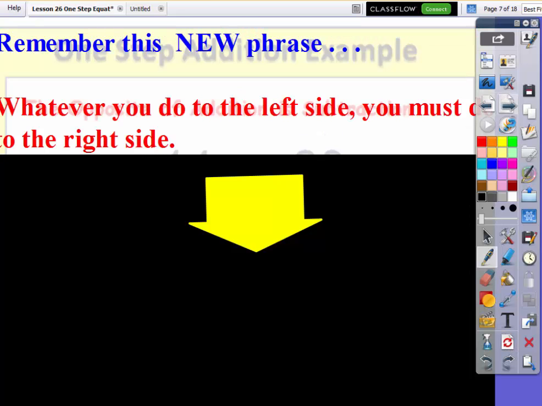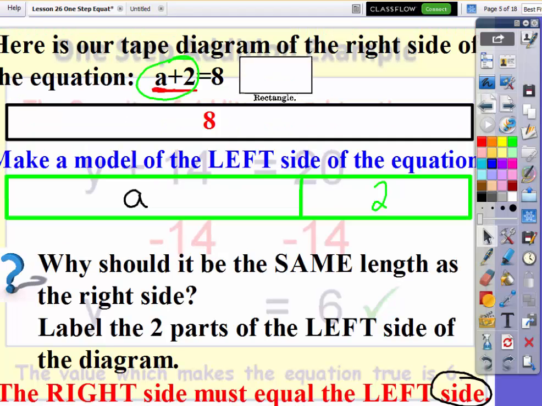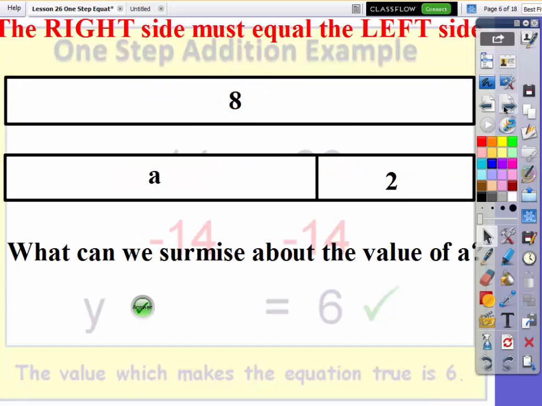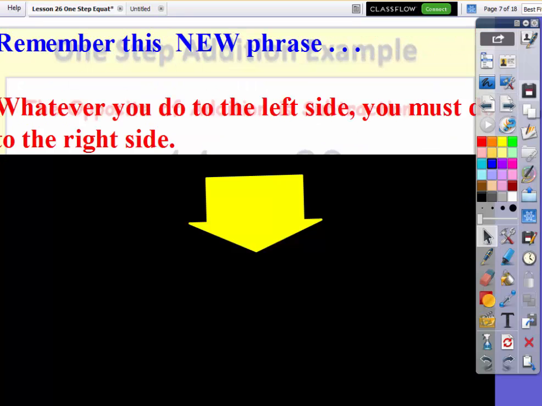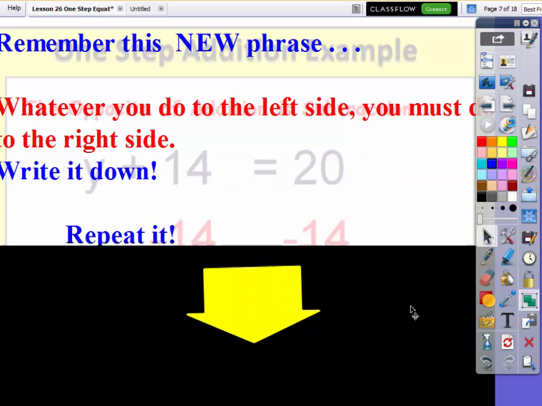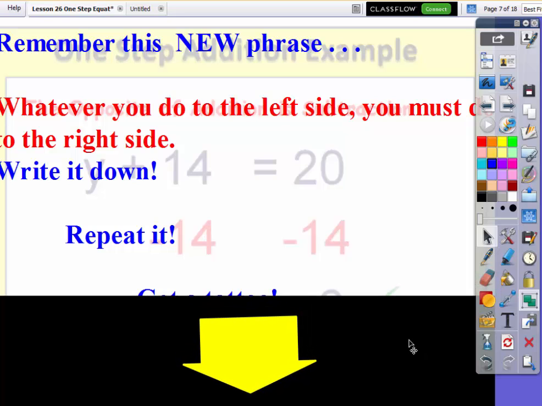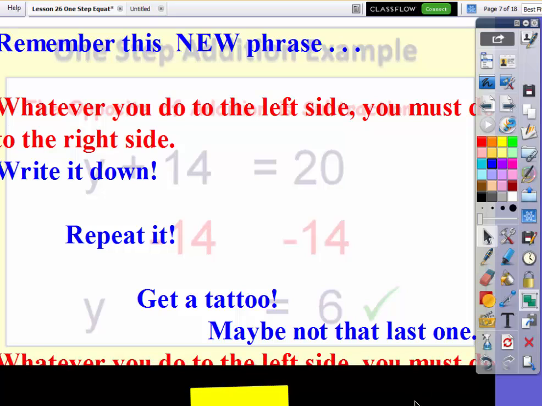So let's move on. This is my phrase. It's going to make it so we can solve a little easier. It's very similar to the one we had previously. The right side must be equal to the left side, only we've changed a little bit. So whatever you do to the left side, you must do to the right side. I'm going to explain it right now, but again, we need to remember it the best you can. Whatever you do to the left side, you must do to the right. Write it down, repeat it, get that tattoo again.